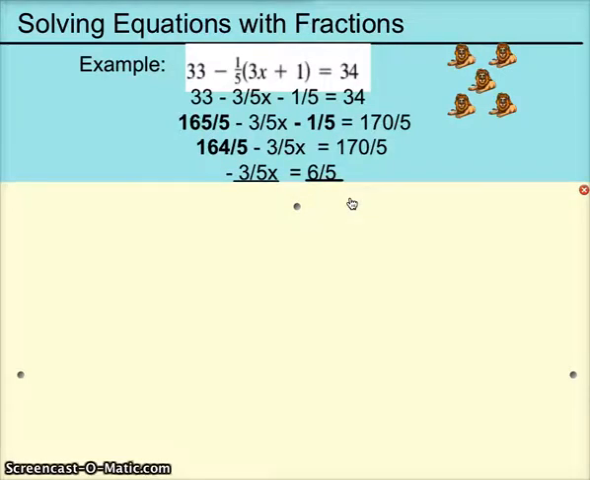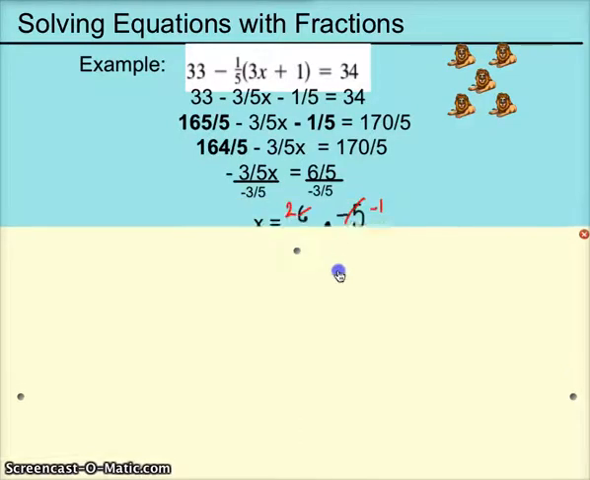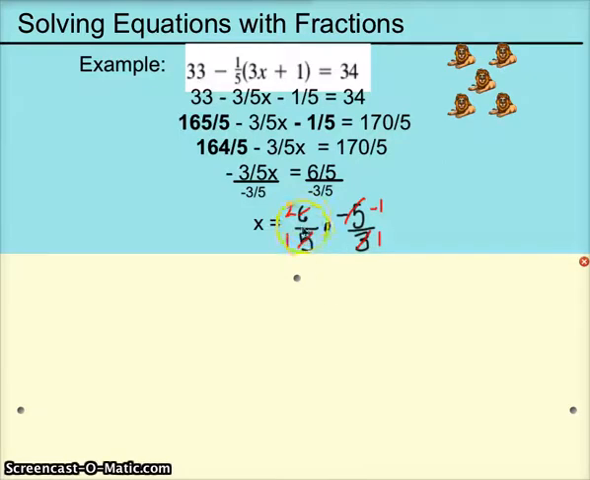Now I have to divide by negative 3/5 on both sides. Divide by negative 3/5 here, divide by negative 3/5 here. Now hopefully you remember, in order to divide fractions, you have to multiply by the reciprocal. So we have 6 over 5. Instead of dividing it by negative 3/5, I'm now going to multiply by the reciprocal. So I flip the second fraction and I make it negative 5 over 3.